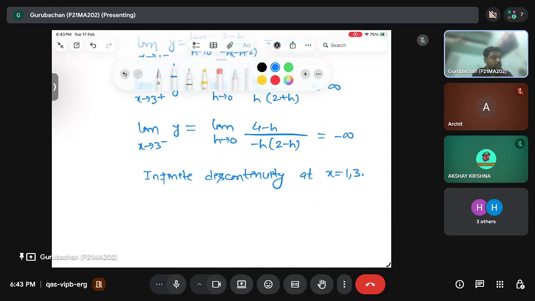Now let us discuss the C part. y is equal to mod x minus 1 sin x. In the earlier cases, we have not discussed the interval on which it is continuous. Here you should discuss on which interval your given function is continuous. Try this one.